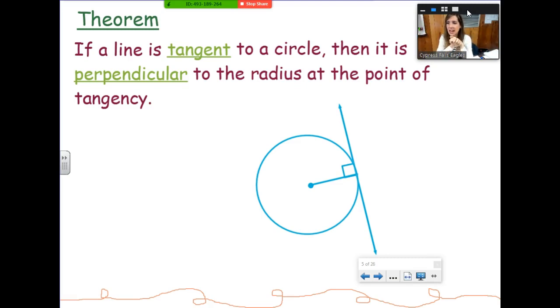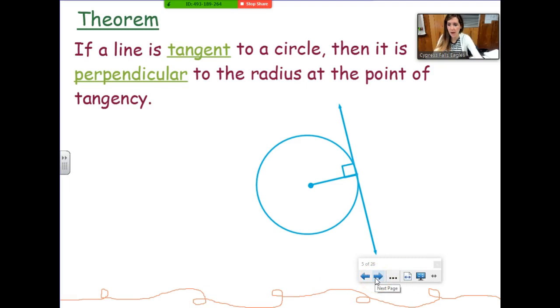I like to say a chant. I like to say, when a radius meets a tangent line, you get a right angle. And then every time you see a radius meeting a tangent line, you're going to add a 90-degree angle marking. When a radius meets a tangent line, you get a right angle.